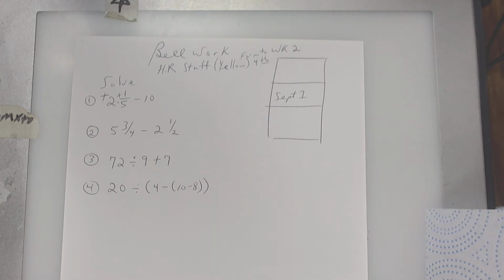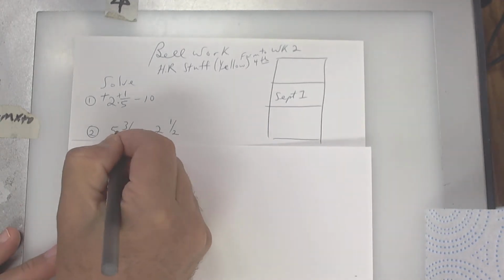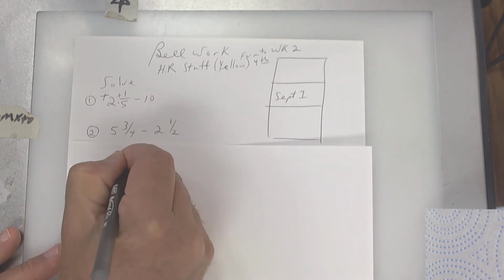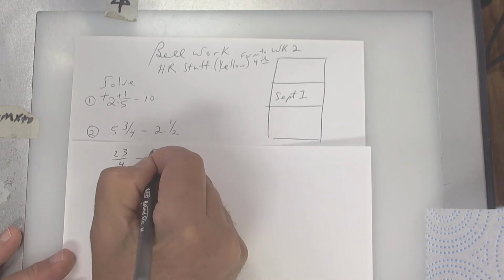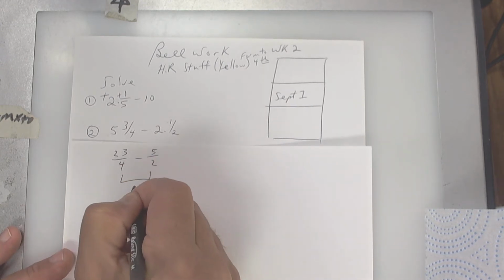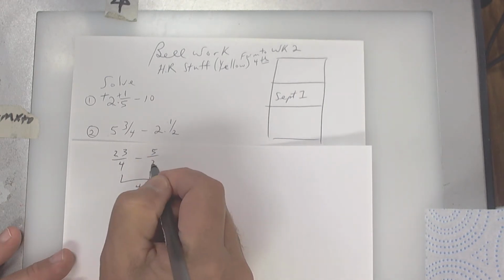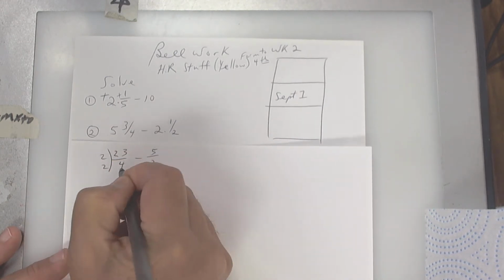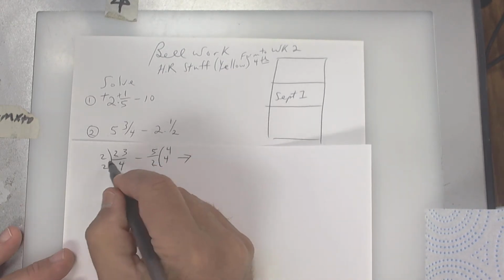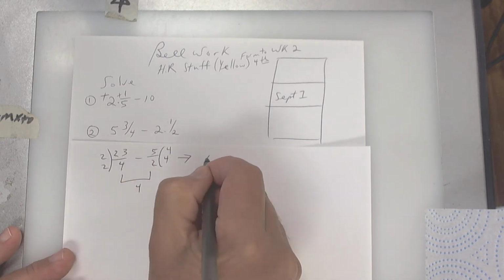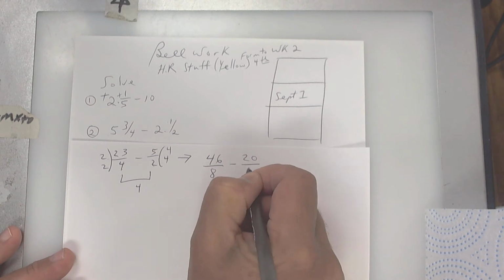Let's go on. The next one you do the same way. You do 5 times 4 is 20, plus 23, you add that up, minus 4 plus 1 is 5 over 2. My least common denominator is 4. Well, the way I showed you was to just switch it. So take the 2, put it over here, take the 4 and put it over here. Okay, you might have to reduce, but so what? So this is 46 over 8 minus 20 over 8.